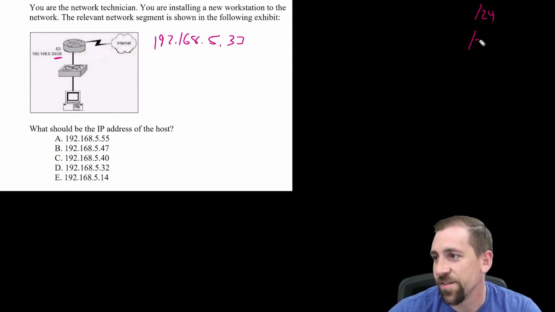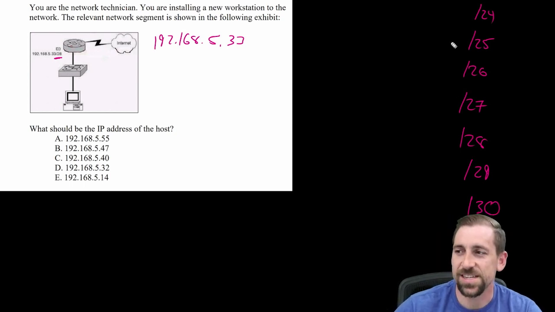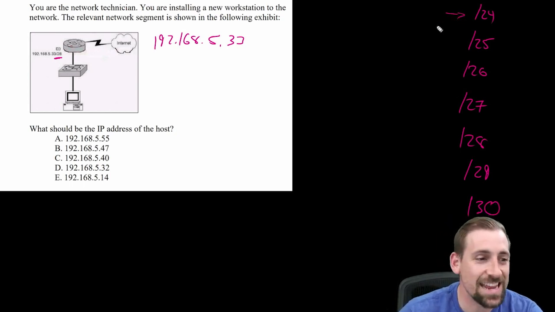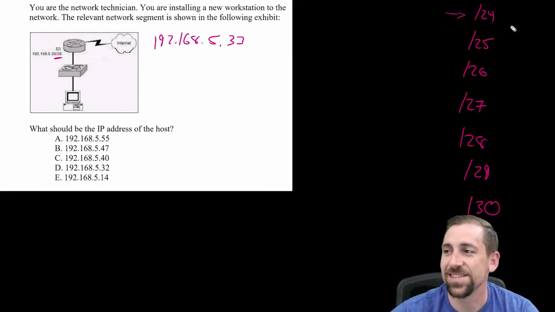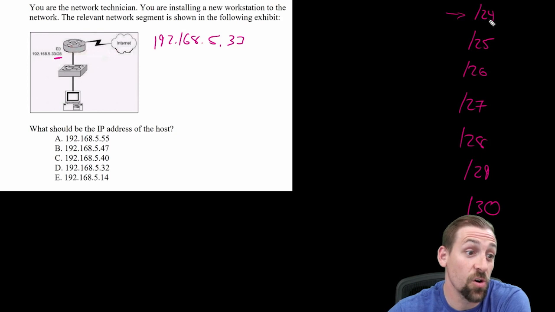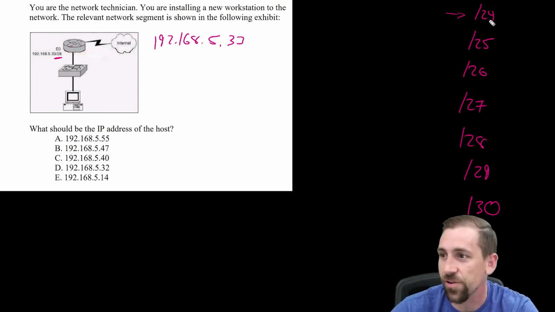So we're going to go /24, /25, /26, /27, /28, /29, and /30. These are all of the network sizes that would exist inside of a class C, which is a /24. And so the block size of a /24 would be 256 hosts, obviously, but that would actually exist on one of the octet boundaries.